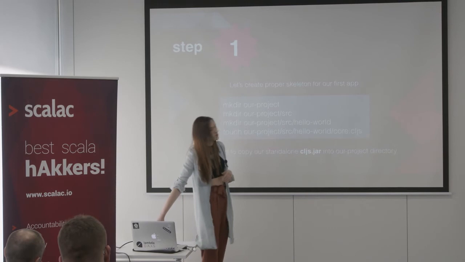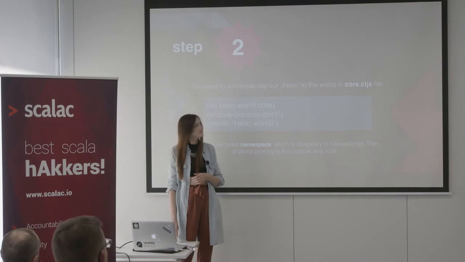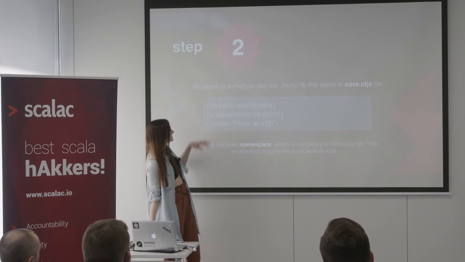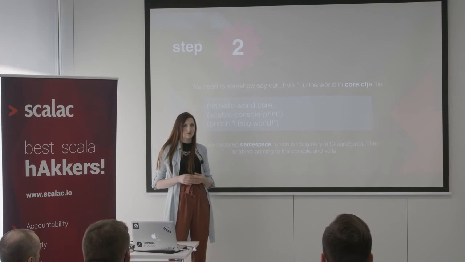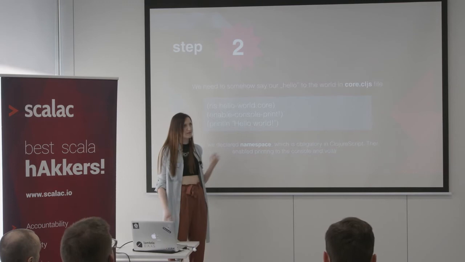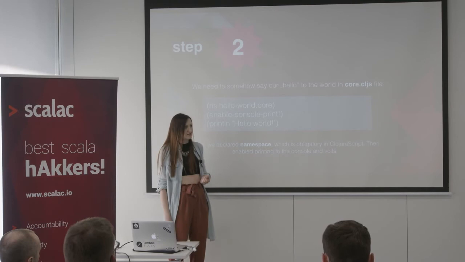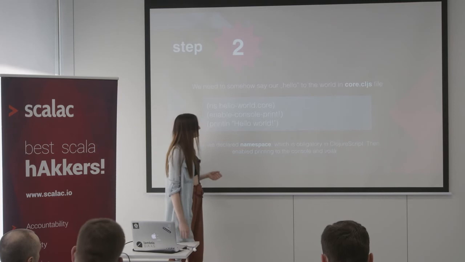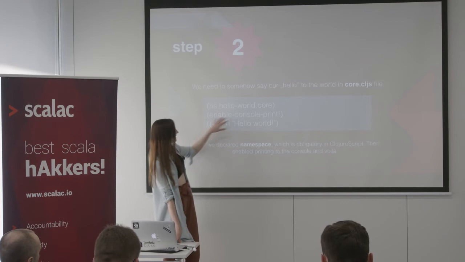What's more, in our core file, we just have a defined namespace, because in Clojure and in ClojureScript, namespaces are obligatory. So we have to define our namespace, which is very important later on for the Google Closure compiler, which decides for us which parts of our code will be included in the given project. So we just enable console print and println hello world. This is pretty simple.